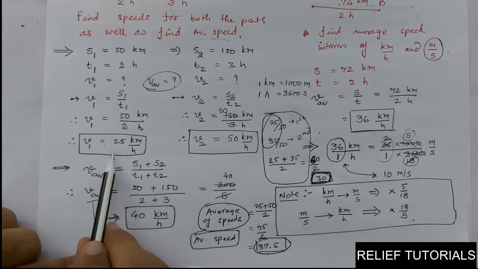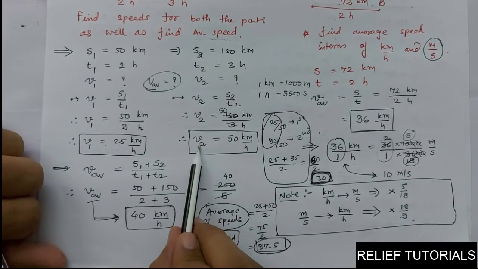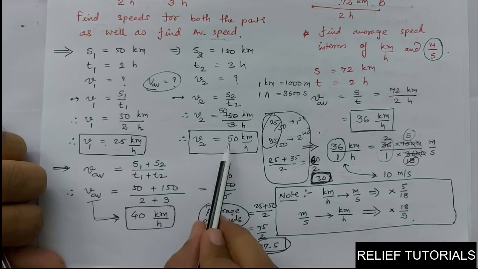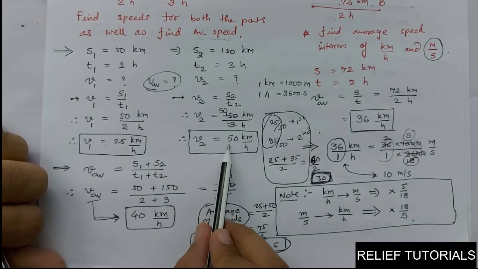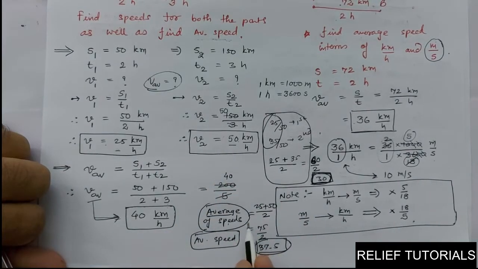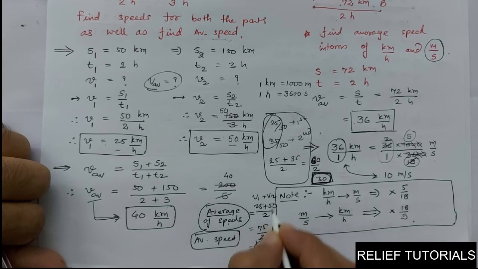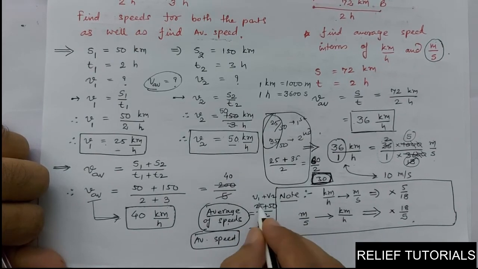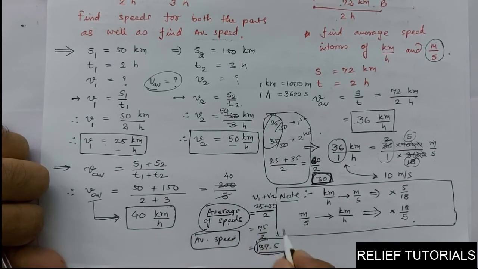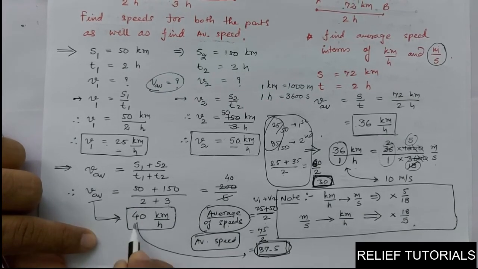Same way, the first part having the speed 25 km per hour. The second part of the journey having the speed 50 km per hour. So the average of these two speeds means it is V1 plus V2 upon 2. So if you are finding the average of these two speeds, the answer is 37.5, but the average speed is different from that.